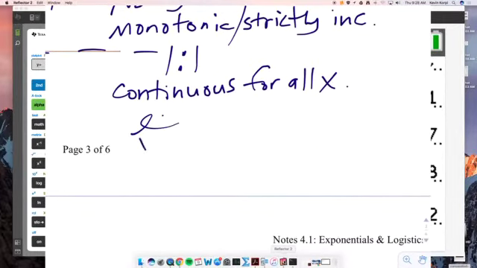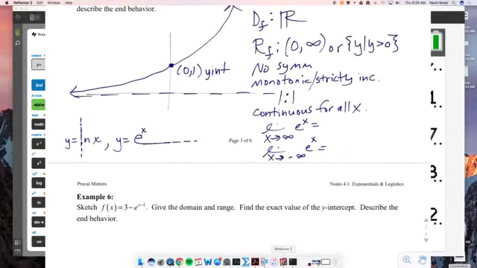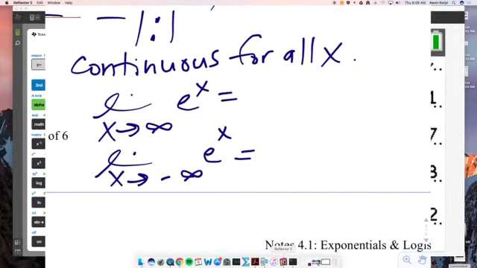Some people miss this too. The limit as x goes to infinity of e to the x, and the limit as x goes to negative infinity of e to the x. You can certainly look at the graph, right? The right end behavior is infinity, the left end behavior is 0. But you can also get it by plugging in.